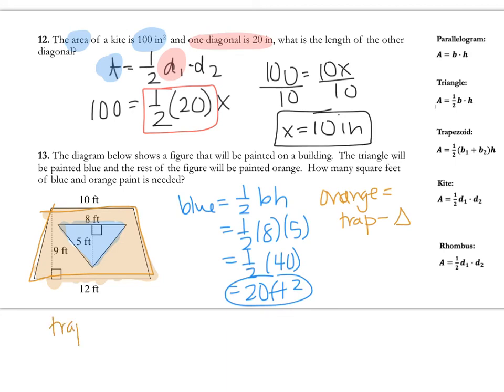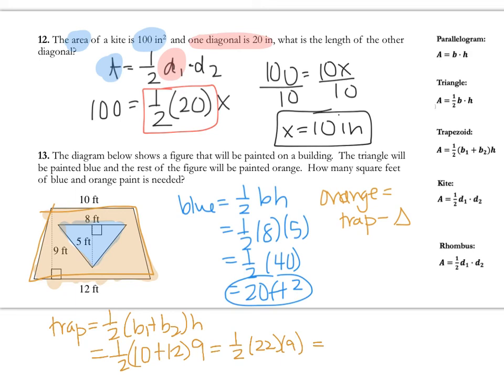So let's find the trapezoid area first over here. The trapezoid is 1/2 base 1 plus base 2 times height. The bases are the 10 and the 12, and the height of the trapezoid is 9. So that's going to be 1/2 of 22 times 9, which is going to be 99 if you calculate that out. 99 feet squared, but that, again, that's not the orange answer yet, so I need you to not stop there. I need you to do the trapezoid minus the triangle to figure out how much orange we need. We actually need 79 square feet of orange.